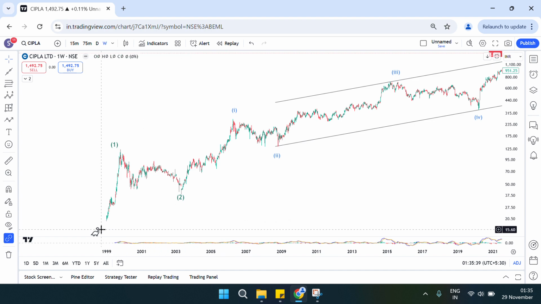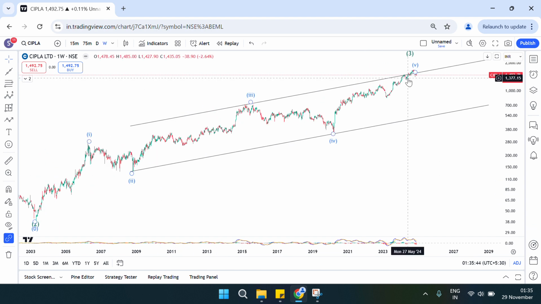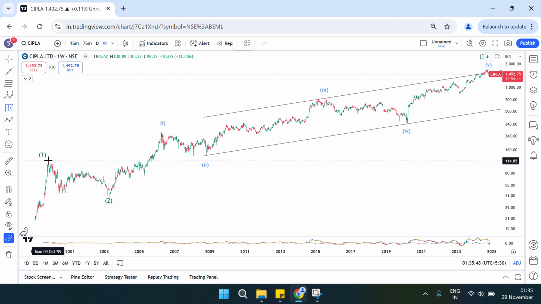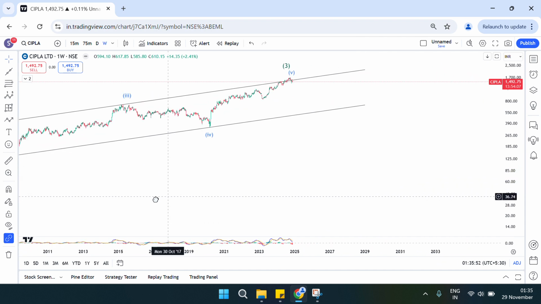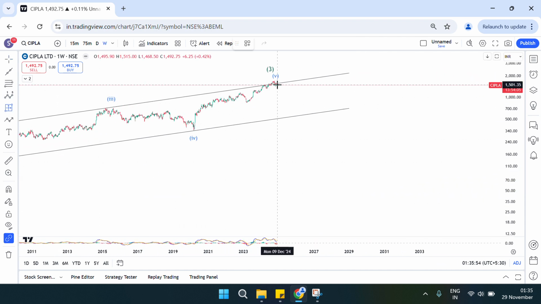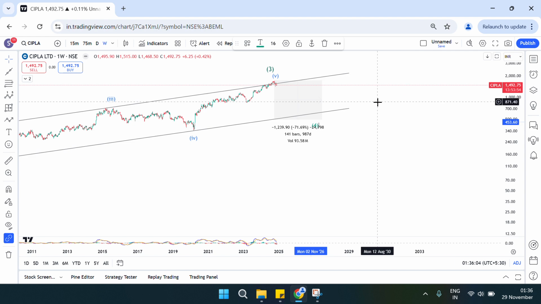Now, because we don't have a base here, we can't really put a trend line to validate this particular move. But looking at the fall from wave 1 to 2, we are expecting again about a 70% fall from this level, which will be somewhere close to this particular line. So we might have a wave 4 somewhere like this, and then we'll head to wave 5.